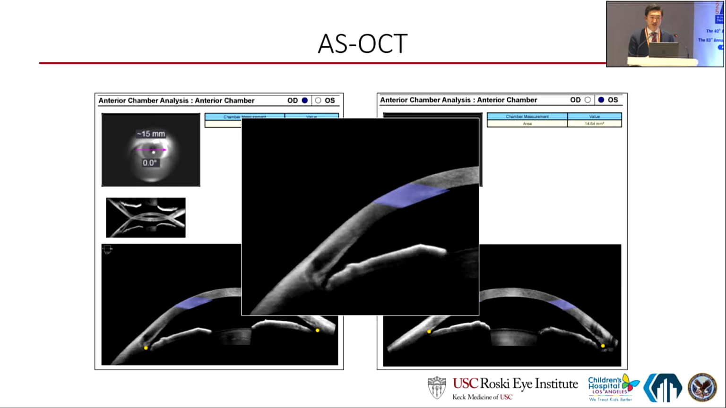Also, we got a measurement of angle width in the form of angle opening distance, which is the distance between the trabecular meshwork and the iris, and this measurement was 0.13 millimeters in the right eye and 0.12 millimeters in the left eye. I know right now that doesn't mean anything to you guys, but by the end of this lecture, hopefully it will.